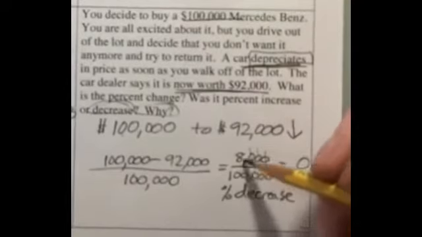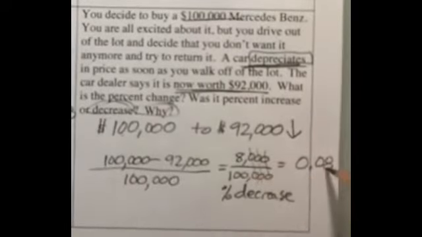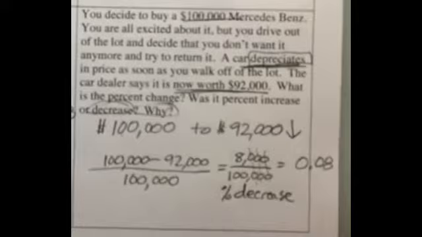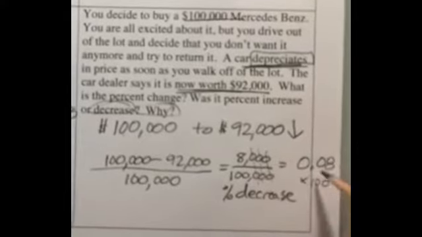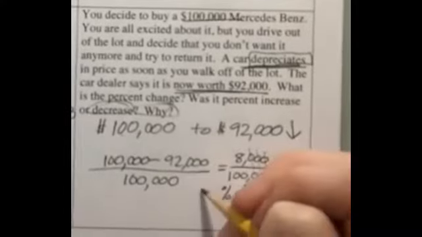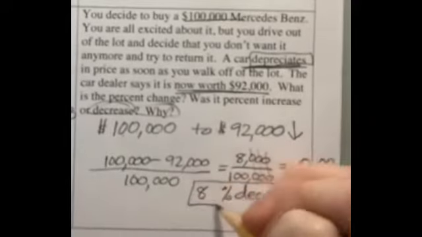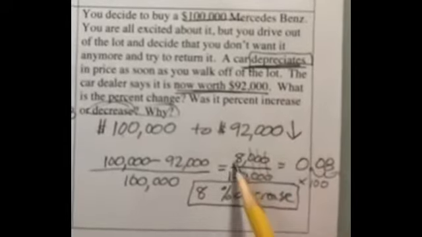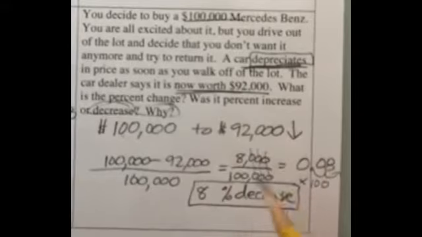You could also think of it without a calculator. If you were to simplify 8 out of 100, which means 8 in the hundreds place, that's a decimal, so times 100 means move the decimal 2 places. You had an 8% decrease, which means by losing $8,000 in value, you lost 8% of the car's value just by driving it off the lot.